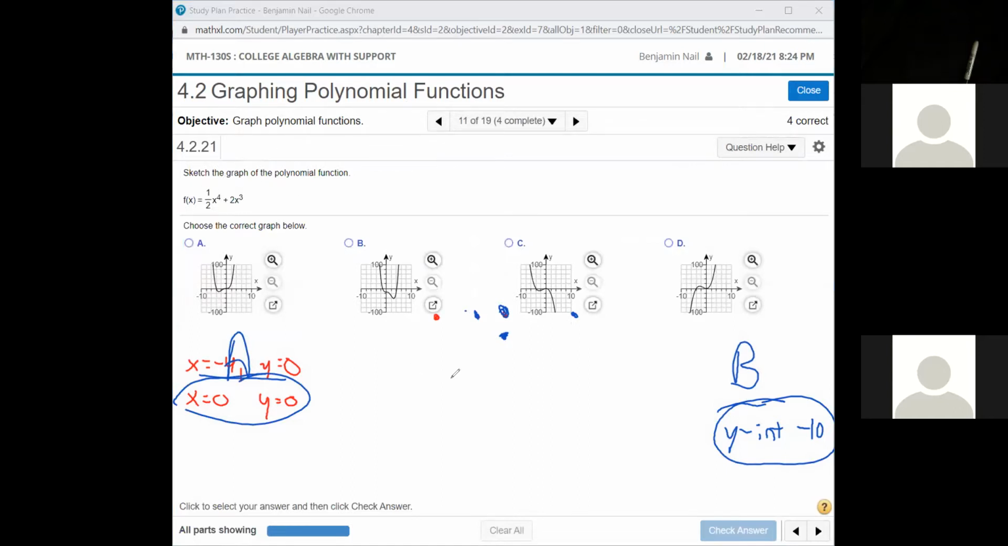Okay, f of x equals 1/2 x to the 4th plus 2x cubed. So again, to figure out which one of these is correct, I want to find that y-intercept, or what the y-intercept should be. The way we do that is we plug 0 into the function. So I'm going to take 1/2 times 0 to the 4th power plus 2 times 0 to the 3rd.